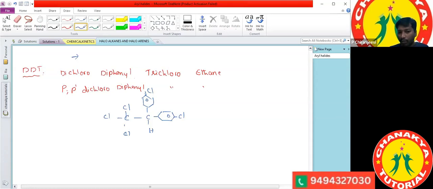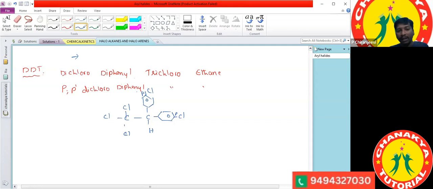Now you can check what I wrote here. The chlorine is substituted at the para position. That's why we wrote para, para dash. Why para and para dash? If I write P and P, both would be the same, but here we have two different phenyl groups, so to represent two different molecules of the phenyl groups I wrote P, P dash. We can also write it as 4,4 dash dichloro diphenyl trichloroethane, and as the IUPAC name, 1,1,1-trichloroethane.